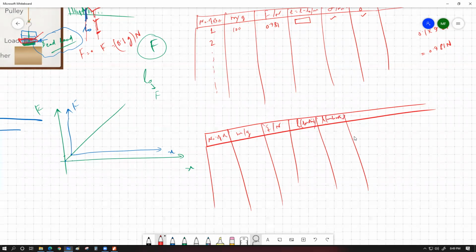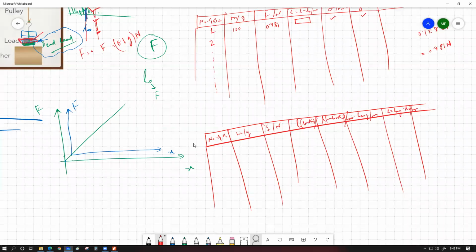Both of them should be given in, let's say, meter. So I should not forget the unit meter. And then we should have the average length in meter. And then comes the extension, which is average length minus original length, which should also be in meter. So let me tell you what this actually means.